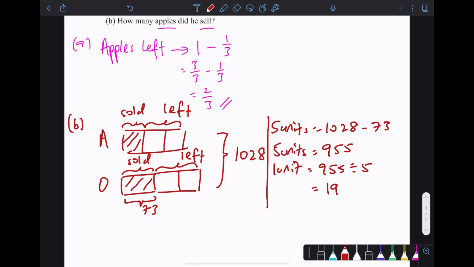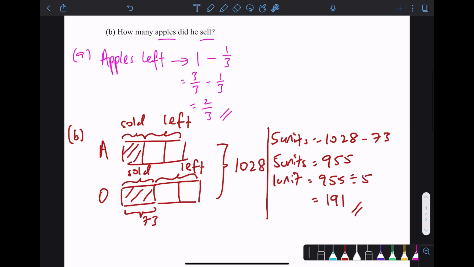And we get a grand final answer of 191 apples that were sold, because they just want that number of apples sold, which is just 1 unit here. Final answer for this question, 191.